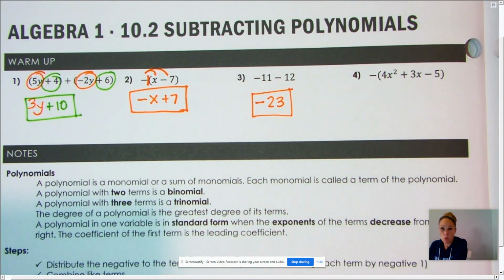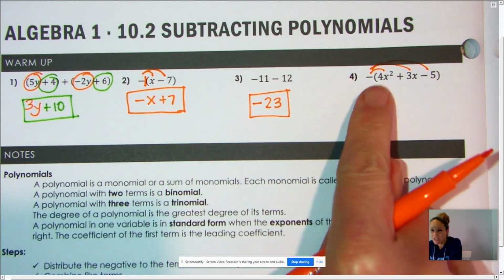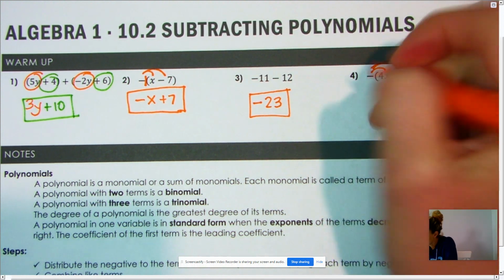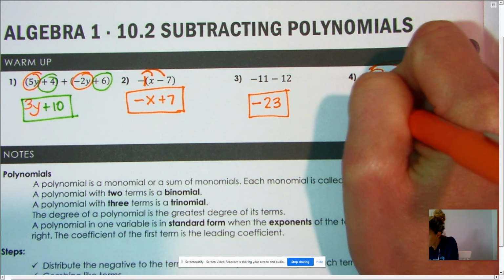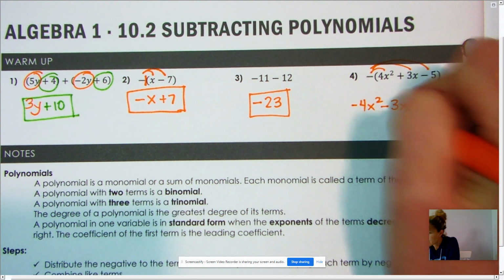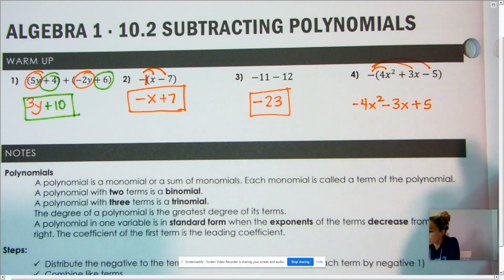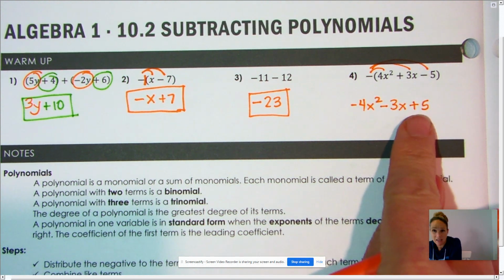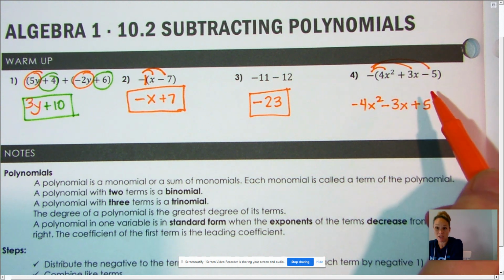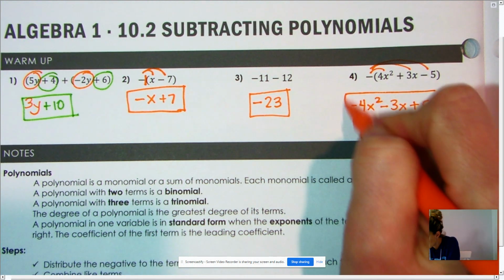All right, question number 4. We're going to do another one of those distributing a negative. So remember, it just changes the sign of everything inside. If I had a positive 4x squared, now I have a negative 4x squared. If I have a positive 3x, now I have a negative 3x. If I have a -5, now I have a positive 5. So subtracting a negative is the same thing as adding. Whenever we distribute that negative, it just changes the sign of everything on the inside of the parentheses that follow. So that's going to be important for today's lesson.